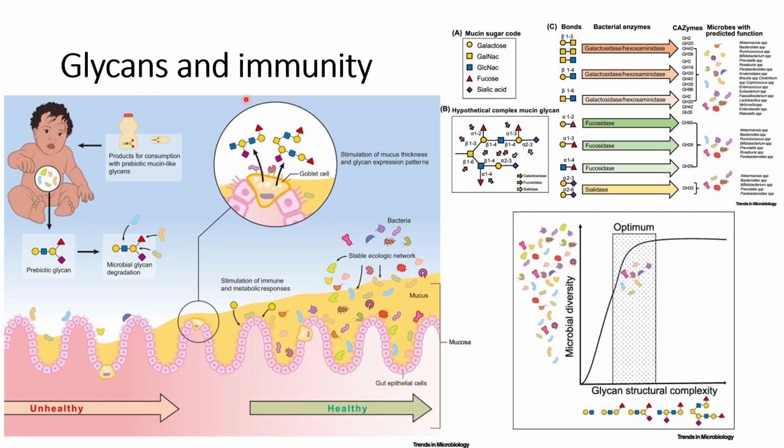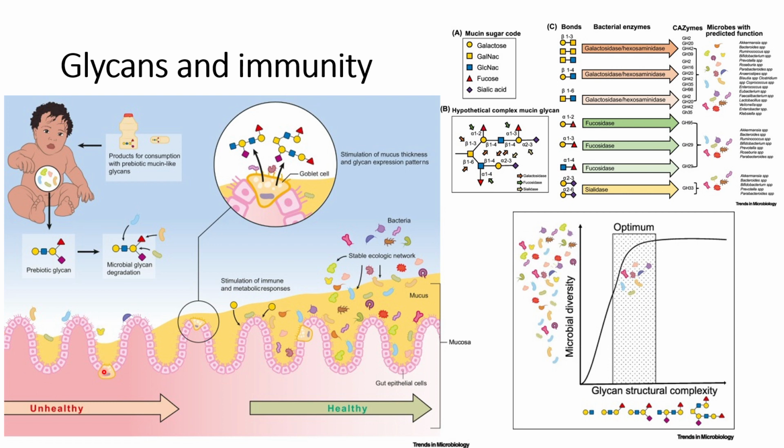In this video we will discuss how glycans and immunity are related, and how these prebiotic glycans can be used to enhance the immunity of the infant. Immunity is presented here as one of the factors related to the gut mucus thickness. When no glycan structures are present, the thickness of this mucosa is less.